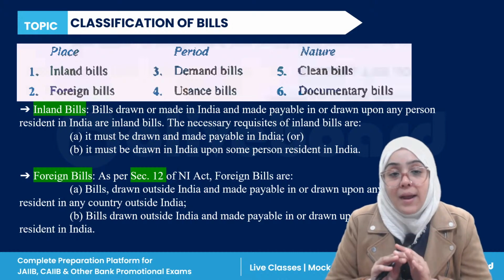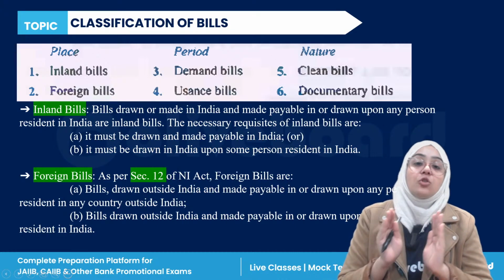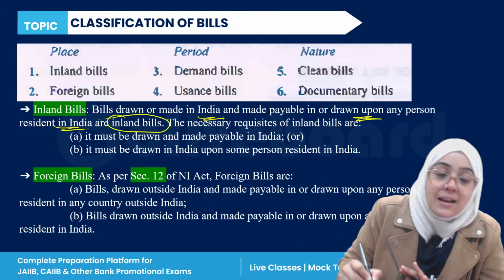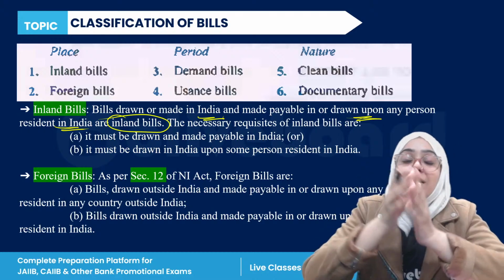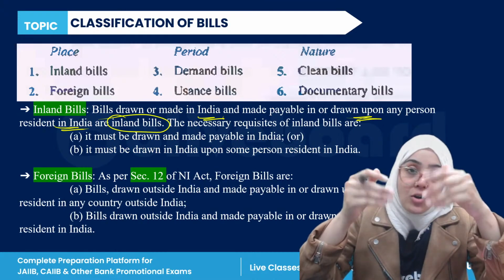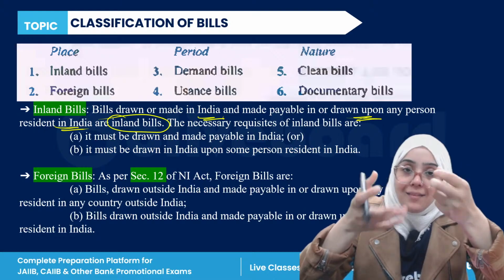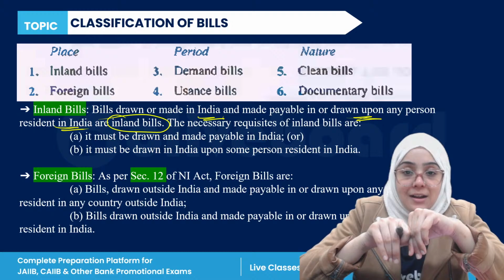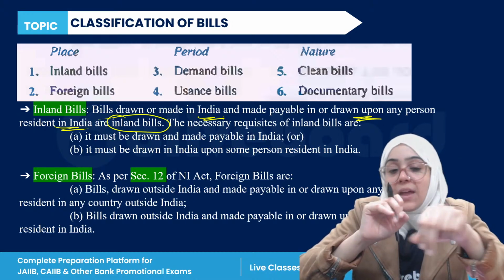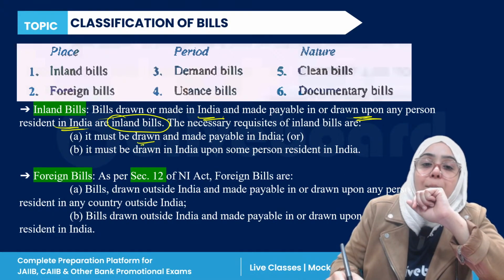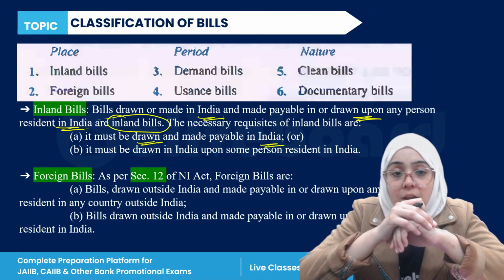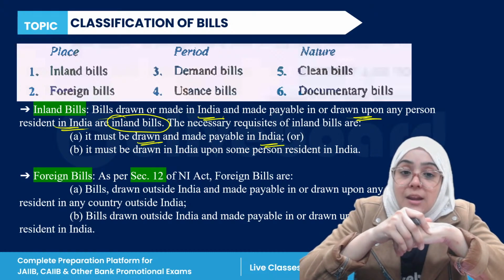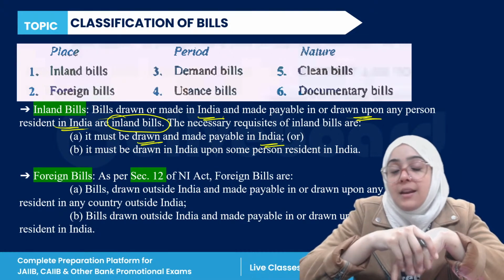About the inland bill, right? An inland bill means that the bills are drawn in India and payable by a party residing in India. Everything is done within the domestic boundary of India. This means the drawer is in India and the drawee is also in India, then it is known as an inland bill. There are two conditions of an inland bill. First, it must be drawn and made payable in India. It should be drawn in India and made payable in India. It must be drawn in India upon some person resident in India.